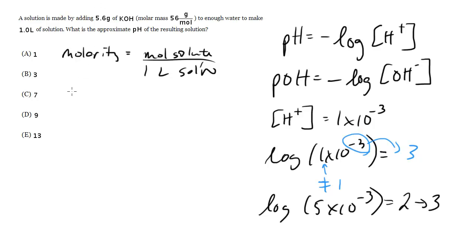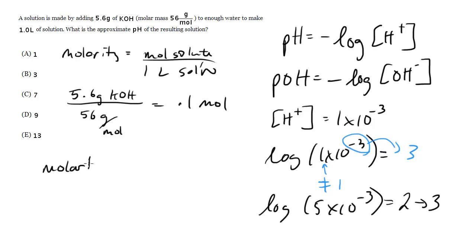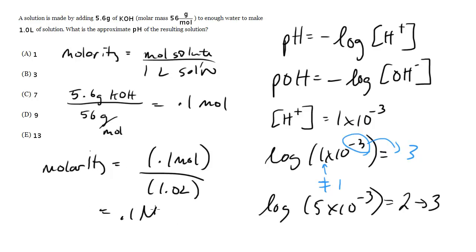So let's figure out my moles first. Well, I've got 5.6 grams of KOH, and the molar mass is 56 grams, so I go ahead and divide it. And I get, as you can see by the nice numbers, 0.1 mole. For my molarity then, I've got 0.1 mole over, as they tell us, 1.0 liters of solution. So molarity is 0.1 molar. Now this, by the way, since KOH is a strong base and therefore dissociates completely into K plus and OH minus, is also the concentration of the OH minus and the K plus, but we don't care about that. We just care about the OH minus.